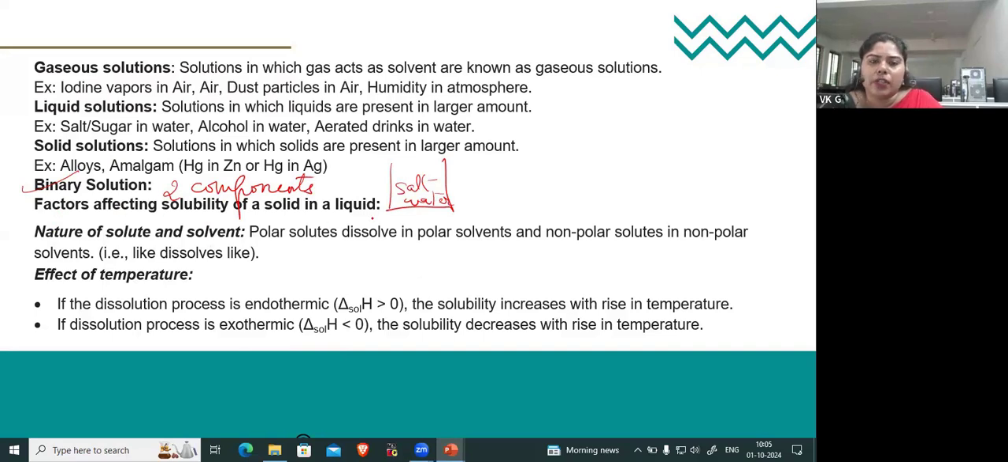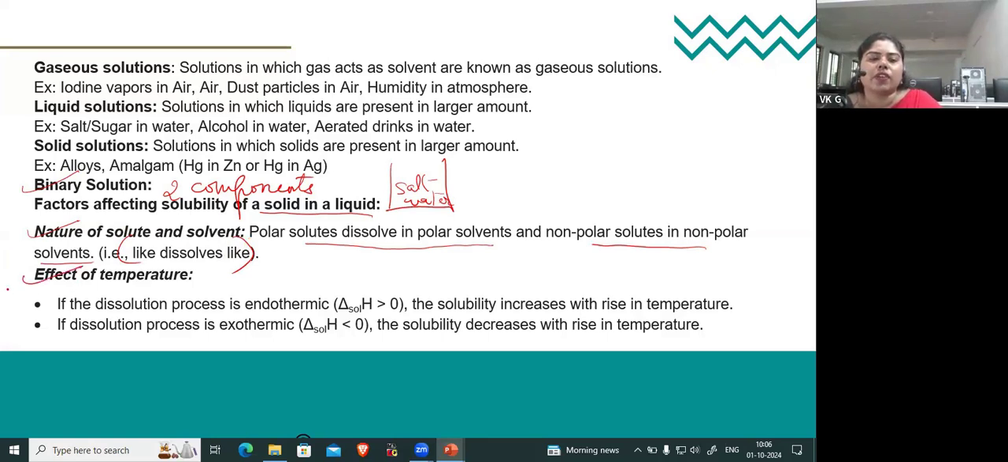The first topic was factors affecting the solubility of a solid in a liquid. Solid and liquid, you talk about salt and water. That is also an example wherein you have to remember that the factor affecting the solubility of a solid in a liquid will be the nature of solute and solvent. I told you that polar solutes will only dissolve in polar solvents. Non-polar solutes will only dissolve in non-polar solvents. Or I asked you to remember that like dissolves like only. Organic solutes will dissolve in organic solvents only. Inorganic solutes will dissolve in inorganic solvents only. Okay. So that is the nature of the solute and solvent you have to remember.